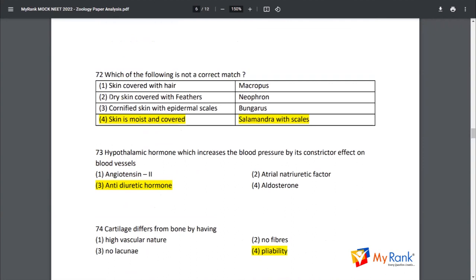So once again, question number 72. Skin is moist and covered is an example of salamander, but here the incorrect statement is scales. Salamander is an amphibian, but there are no scales. So with scales is the incorrect line.